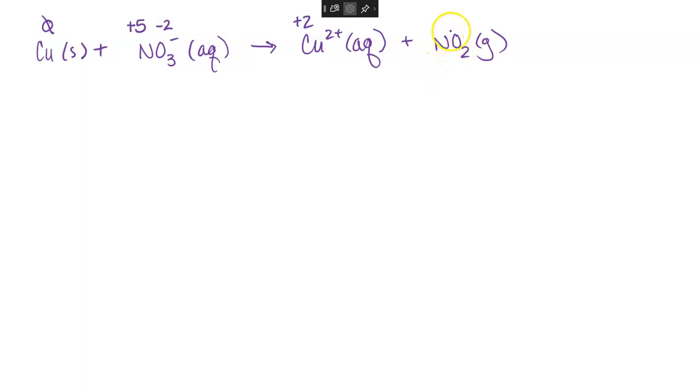Nitrogen dioxide. Which one do we know? Oxygen, as -2. Okay, then what does nitrogen have to be? +4. Yeah, because there's 2. So 2 times -2 is -4. +4 gives us 0. Good there? Yeah?